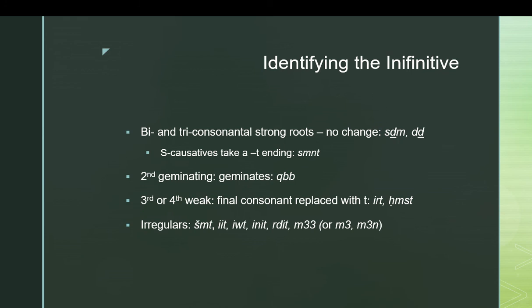Third and fourth weak is where it gets interesting. Iri, to do, becomes iret, doing, and hemsi, to sit, becomes hemset, sitting. The final consonant is always replaced with a T. The irregulars follow a similar pattern, almost all of them.